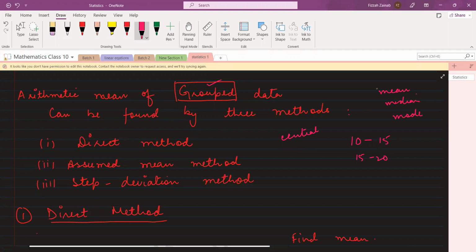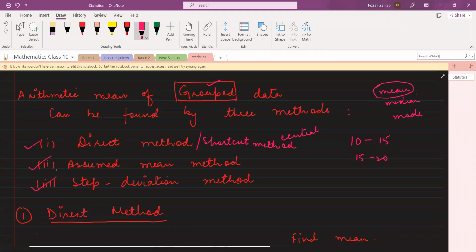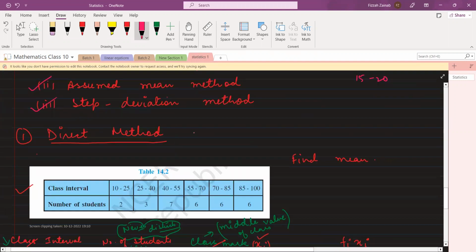Now, first of all, to find a mean. How to find mean? There are three methods. One is called the direct method. Another name is shortcut method. Sometimes in some books they call it the shortcut method. Then we have the assumed mean method, and then we have the step deviation method. I discussed the direct method, or the shortcut method, in the last class.